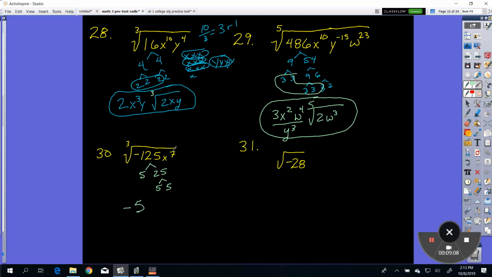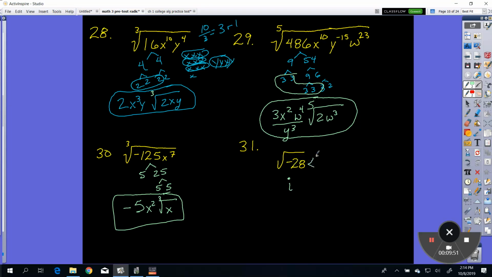And now we're going to say how many groups of 3 can I take out of 7? So I can take out 2 full groups, and there's 1 left over. And then we want to make sure we bring the 3 down as well to make sure it's a cube root. And that's my answer. So on 31, it's a square root. There doesn't exist a number multiplied by itself that's a negative. So this negative comes out as an i. So anytime you see a negative under a square root, a 4th root, anything that's an even root, the negative always comes out as an i. So that just represents that there was a negative under the square root.